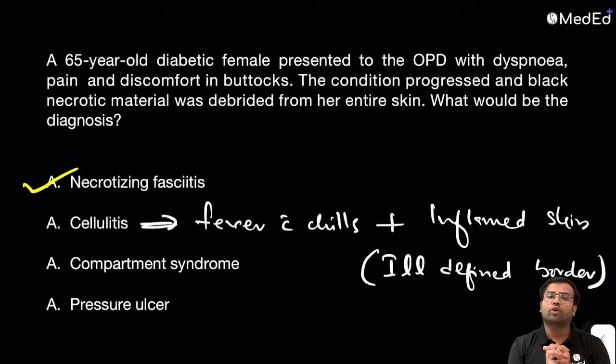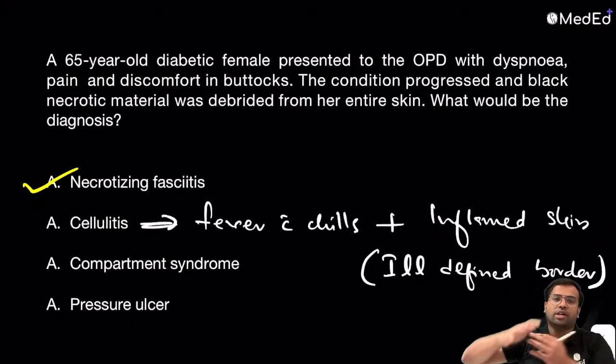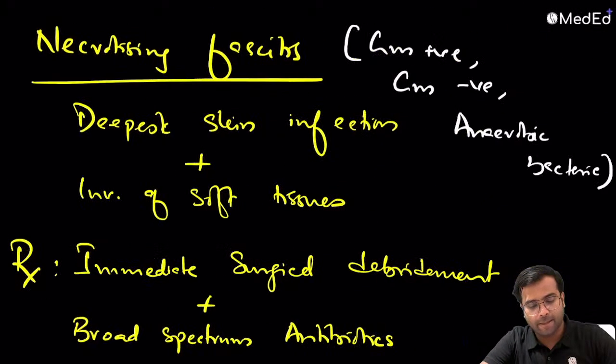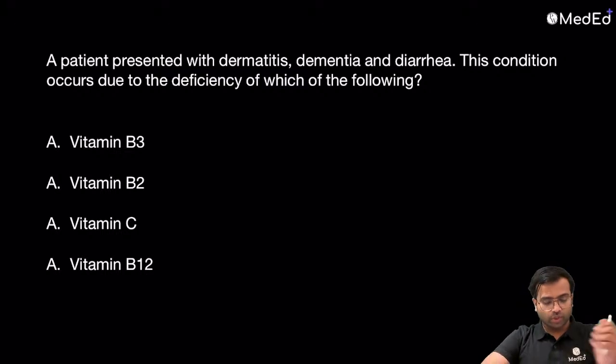Whereas compartment syndrome again can be seen after a patient has got some fracture and all. And then pressure ulcer can be seen whenever there is pressure at the sites of pressure. So here the best answer should be necrotizing fasciitis. Going to the next question.